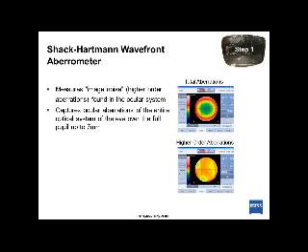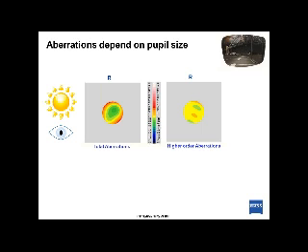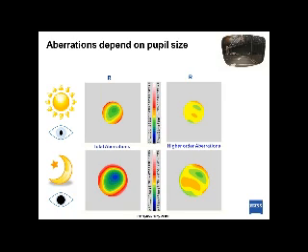The Aberrometer is a Shack-Hartmann Wavefront Aberrometer, and what this does is measure the higher order aberrations in the eye. This is something that has not been able to be done in the past, so it's very new technology. The aberrations, as we mentioned, depend on the pupil size. You can see here the total aberrations and then the higher order aberrations during the daytime. And then at night, as the pupil is wider open, you can see there are greater aberrations there.